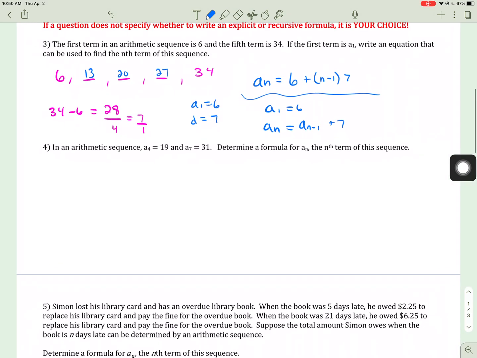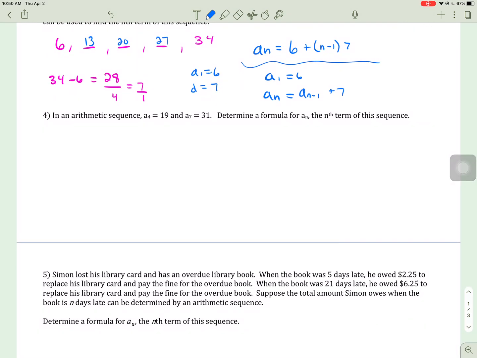All right, number 4. In an arithmetic sequence, a sub 4 is 19, a sub 7 is 31. So again, this one I'm going to do here. Let's see, 19, then the 5th, the 6th, and the 7th is 31. Okay, so let's see. 31 minus 19 is 12, and it was in 4 steps. Nope, I lied, sorry. It was in 3 steps, so that means 4 in 1 step. So the common difference should be plus 4. So we get 23, 27, 31.